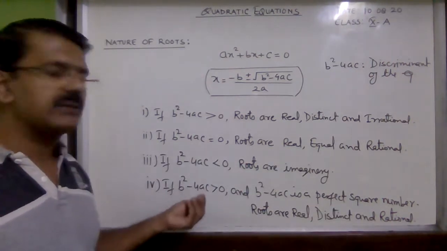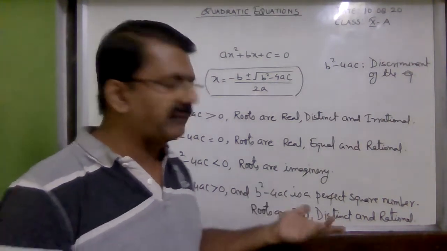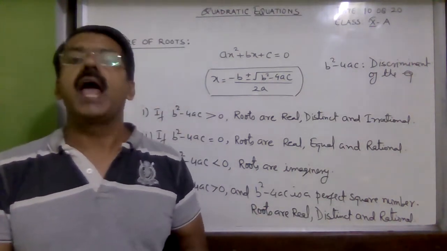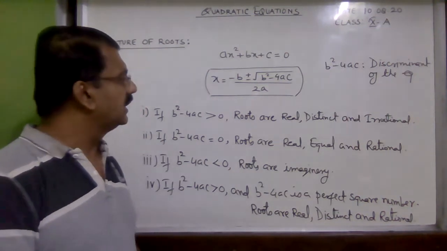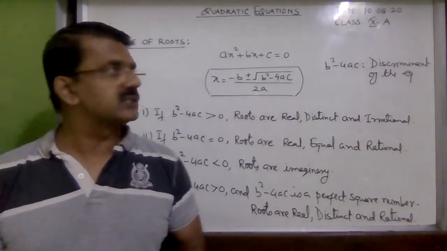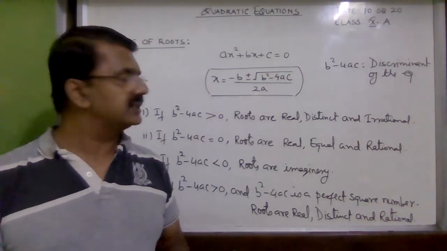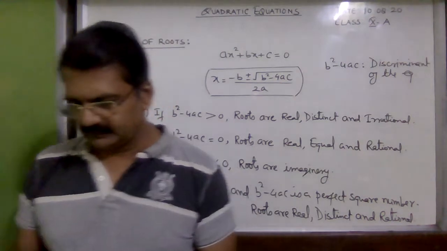And if b square minus 4ac is greater than 0 and b square minus 4ac is a perfect square number, in that case roots are real, distinct and rational. That is the main thing. These are the nature of roots based on the value of the discriminant, that is b square minus 4ac. And now we will do few questions based on it.